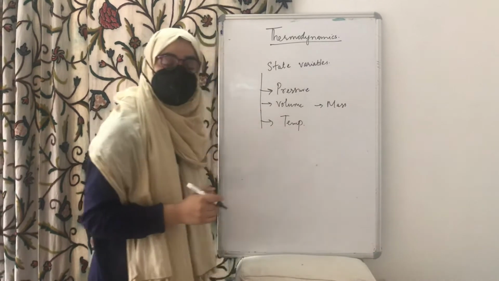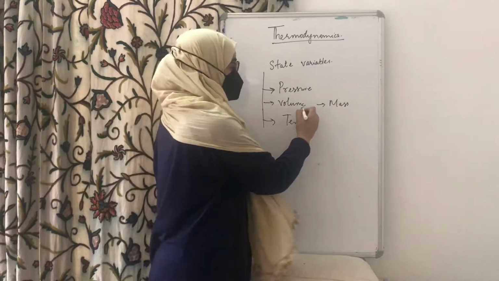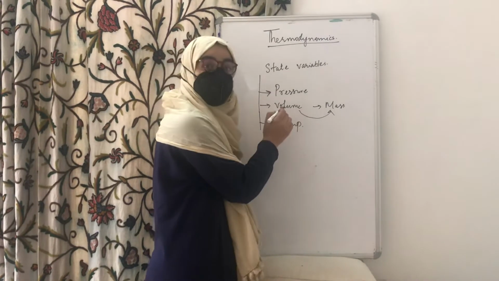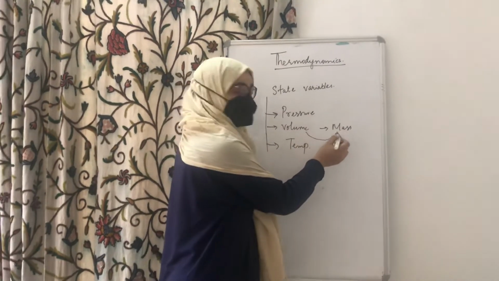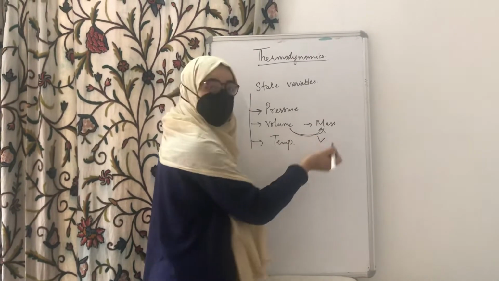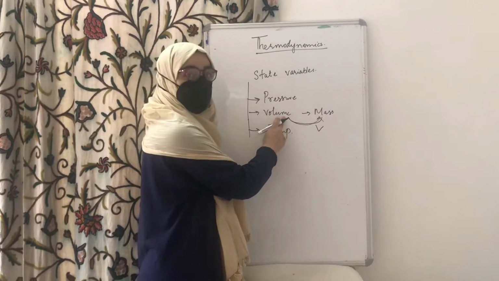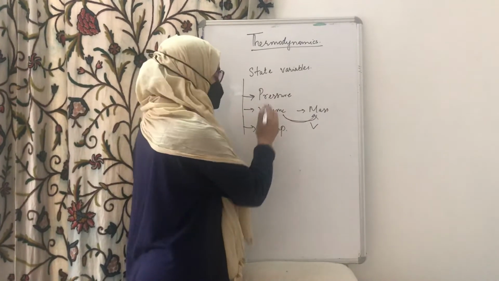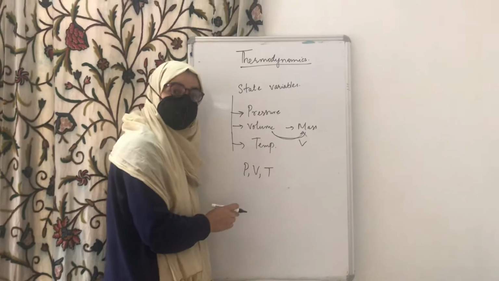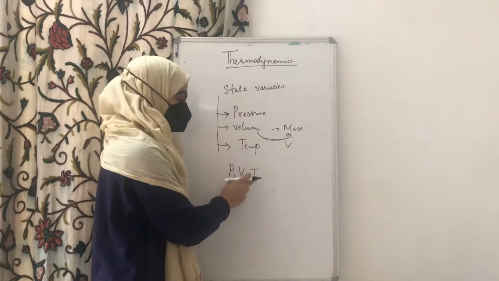But then I also told you that volume and mass are dependent on each other, right? Because volume is an extensive property, it depends on mass. Therefore, instead of these two, we can take only one, we can take volume, because if we know the value of volume, we can calculate mass. So we can take pressure, volume, and temperature. Only these three.